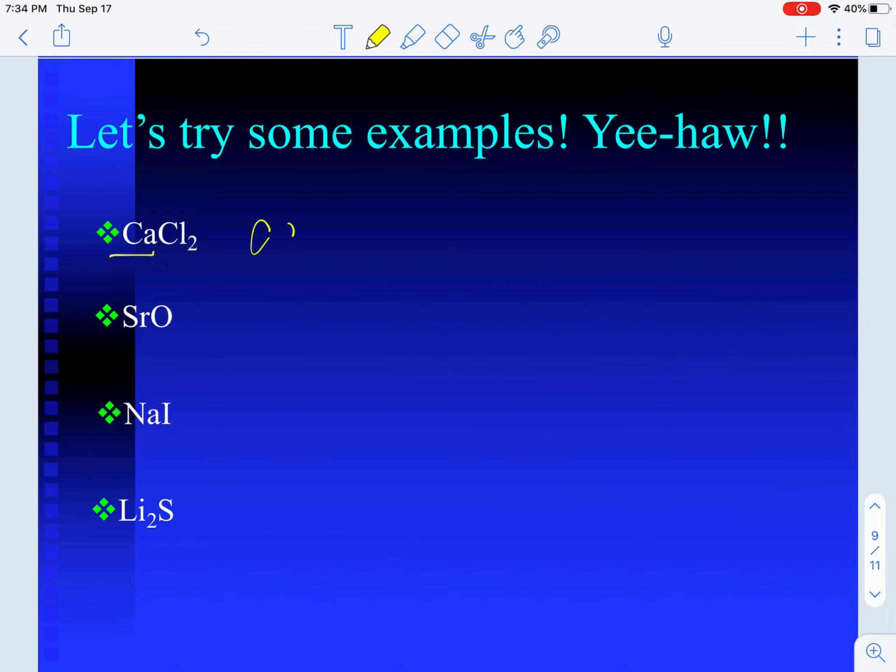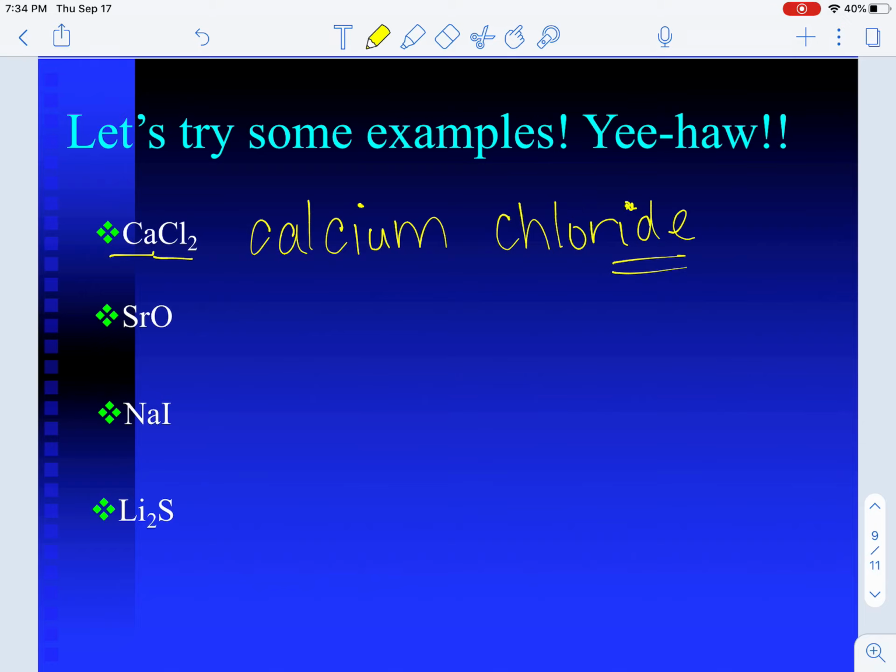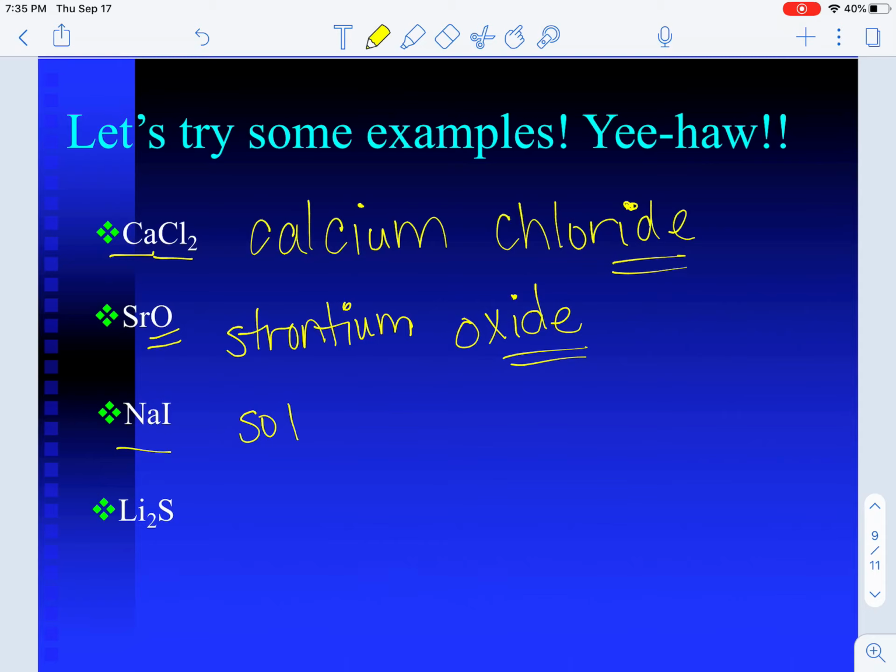CaCl2. The first element, Ca, is called calcium. Second one's chlorine. However, since it's part of an ionic compound, we're going to change the ending to IDE. SrO. Sr is strontium. Keep the name as it is on the periodic table. The cations always stay the same. And instead of oxygen, it becomes oxide. Last one, NaI. Na is sodium, and the I becomes iodide. So instead of INE, it becomes IDE.